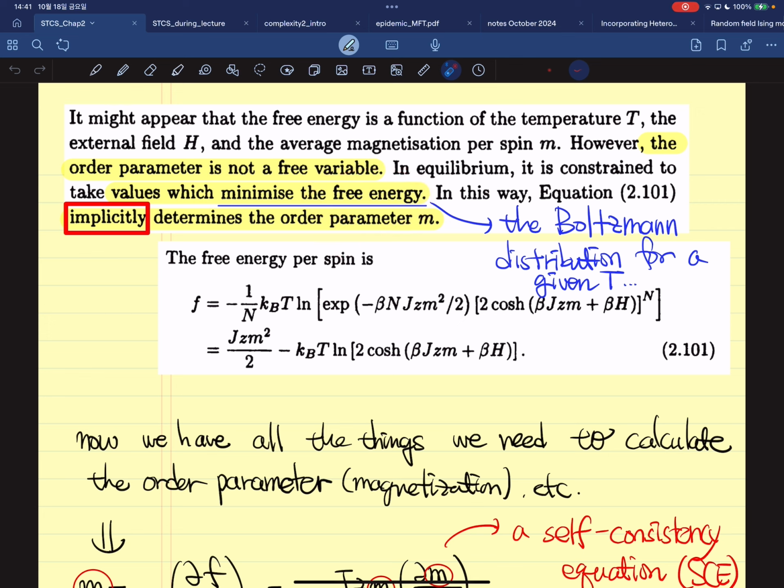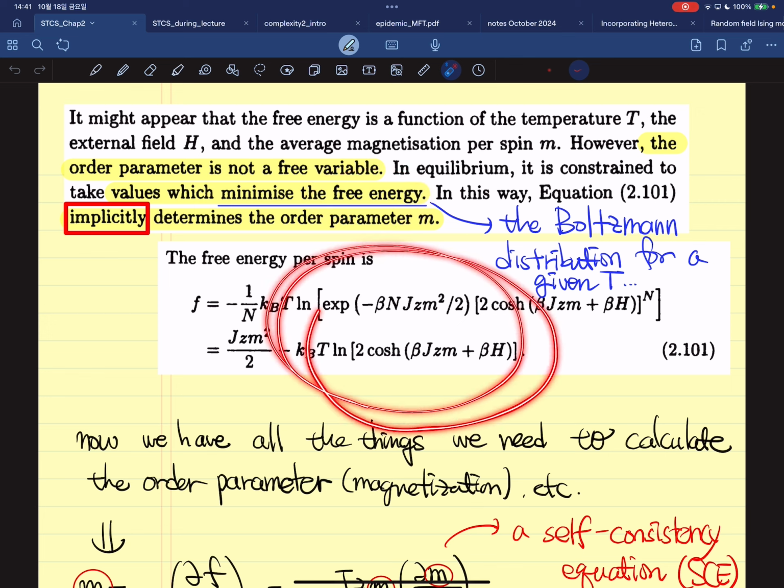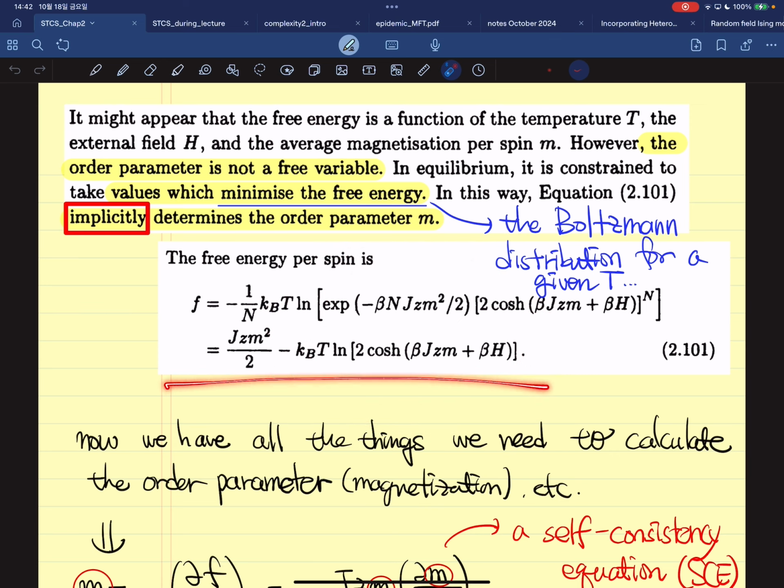So this functional form itself cannot be determined explicitly, but it is implicitly determined. As I already mentioned, to determine M, we need the energy minimization.